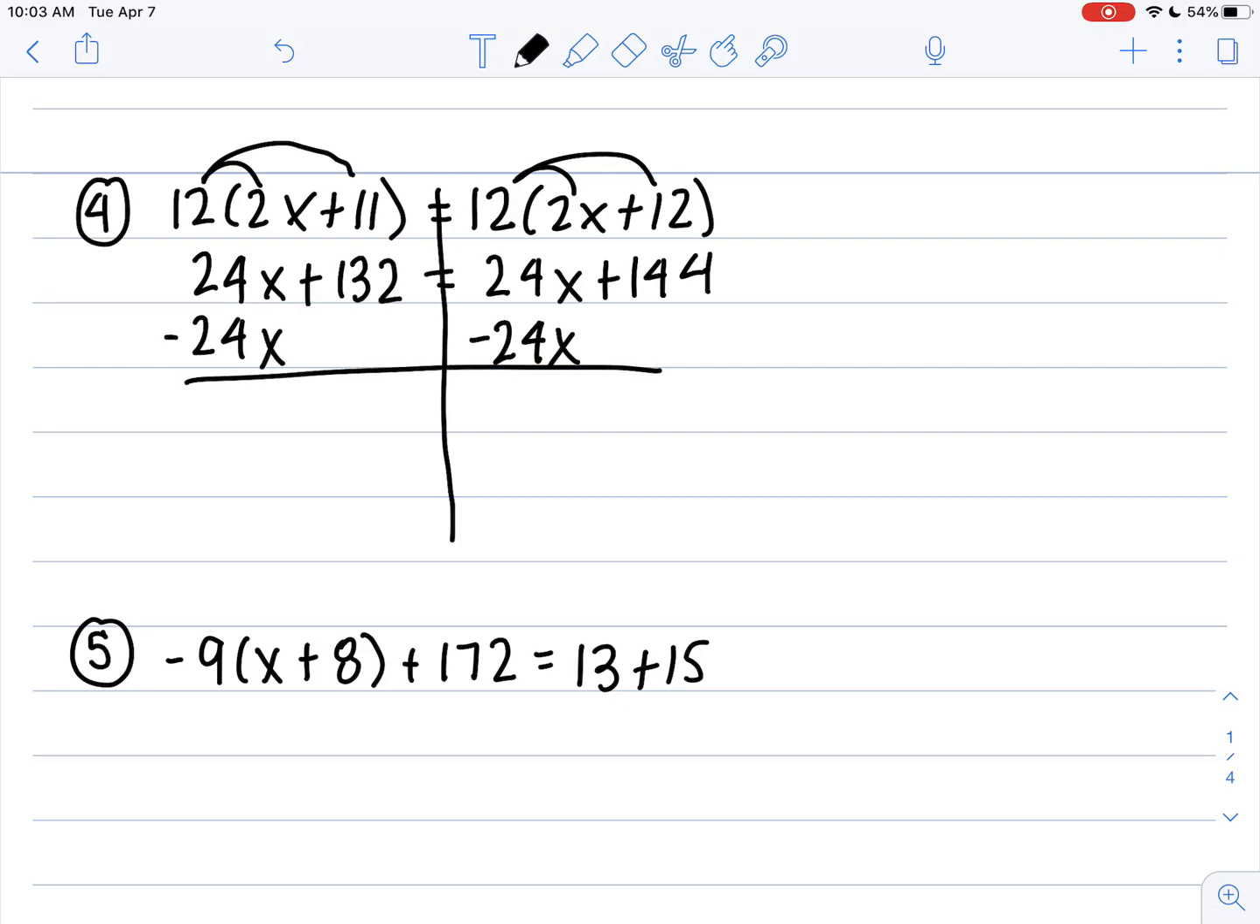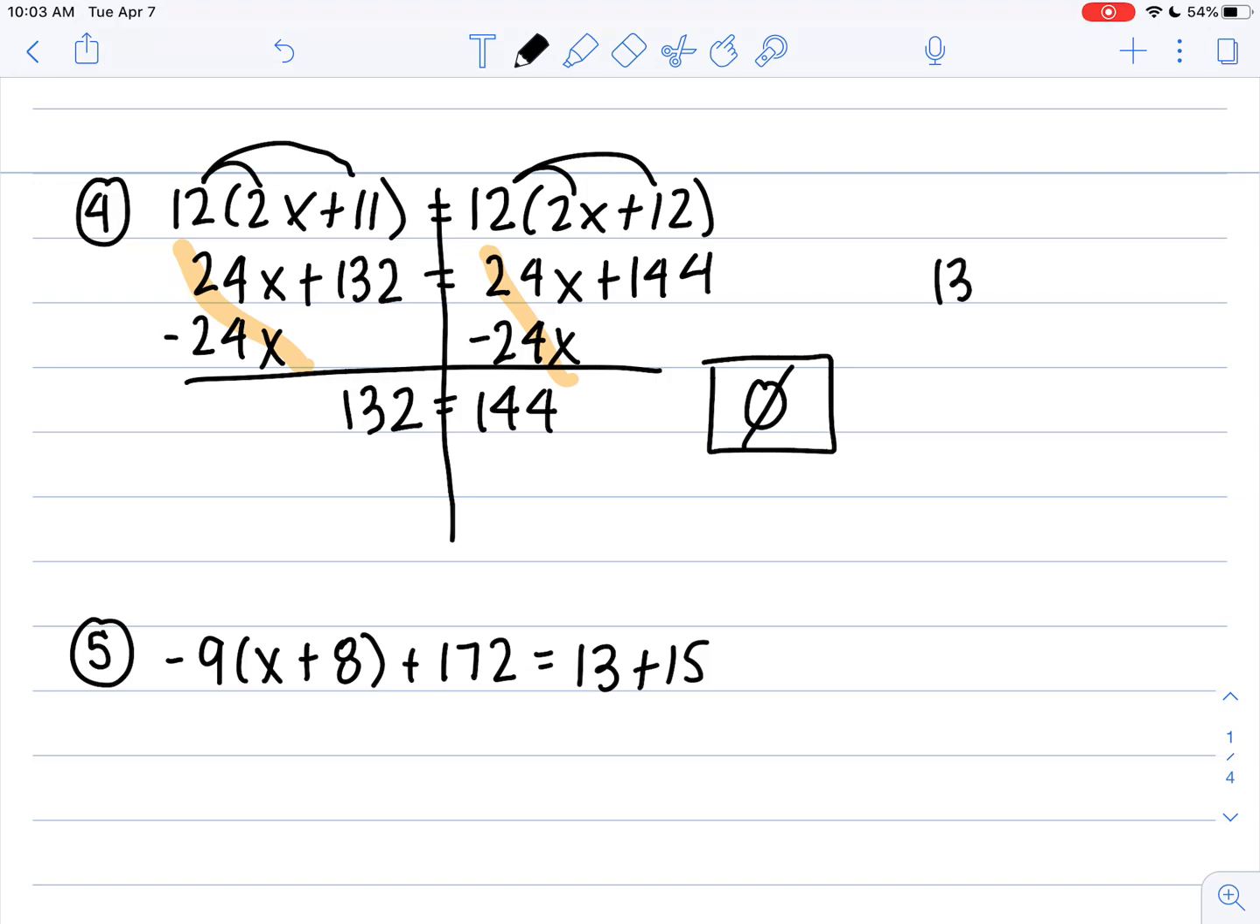Now look what happens here. 24 minus 24 is 0. And then over here, 24 minus 24 is 0. So both of them cancel. So we have 132 equals 144. Is that a true statement? No. So this is no solution.